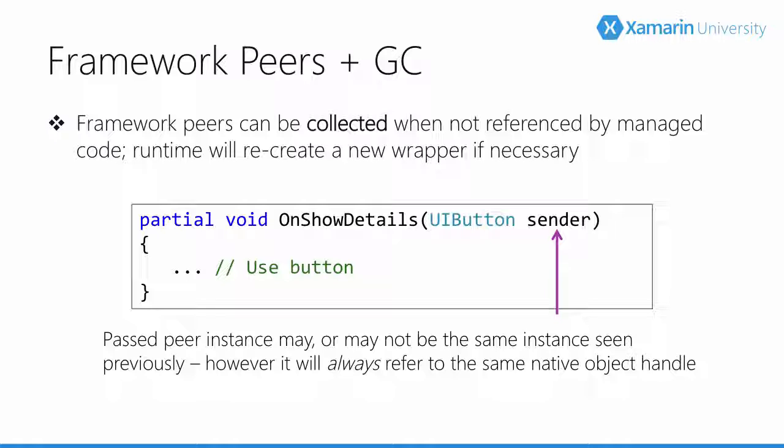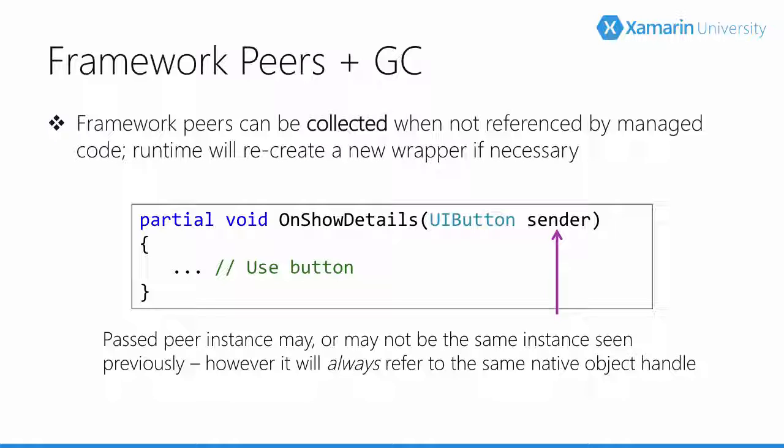And so as long as the peer has not been collected, I'll get back the same object every time I click this button. But if I don't hold a live reference to it, then the weak reference would get collected. And so when we look in the dictionary, it'll look at that object and say, nope, this object no longer exists. It will recreate a new managed peer, assign the handle, and pass it into my onShowDetails method. And so depending on how you structure your code, you may or may not get the same reference back again.